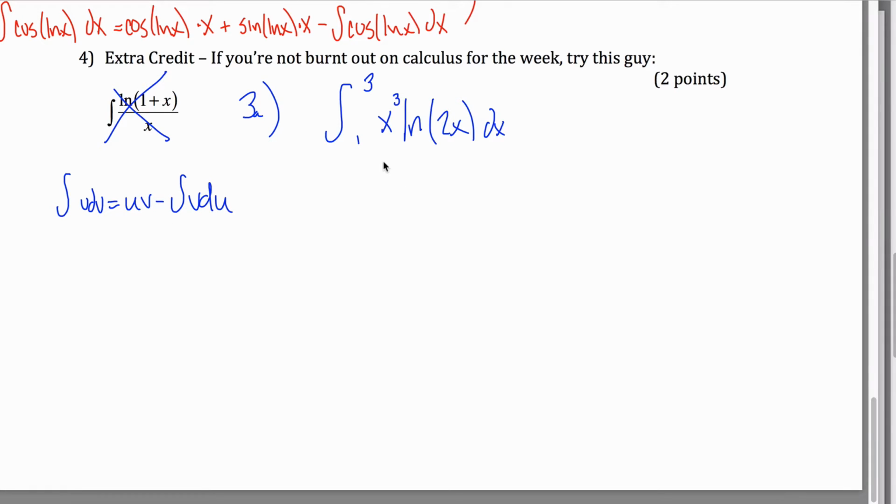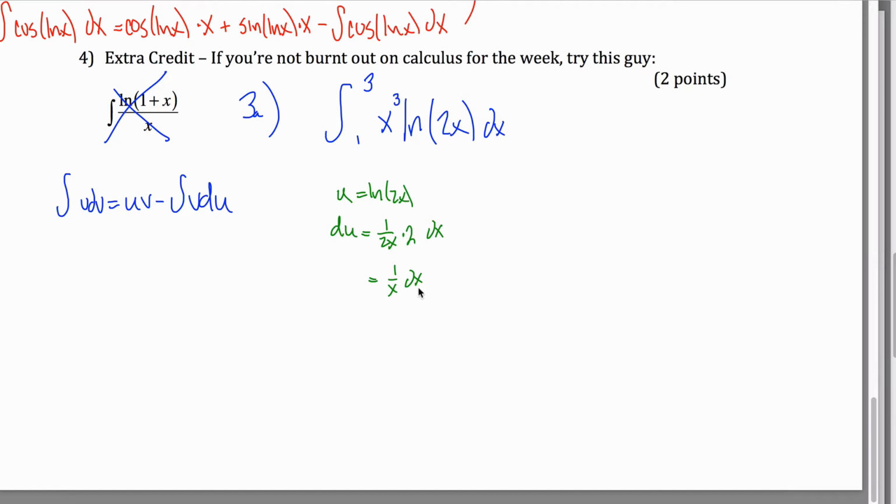So I look at this and I have some decisions to make. I want to choose something for u so that when I change this integral into this integral, this one will be easier to take. The trick is if you let u be the natural log of 2x, then its derivative du will work out really nicely. The derivative of natural log of 2x is 1/2x times the derivative of 2x, which is just 2, using the chain rule. But that is just 1/x dx.